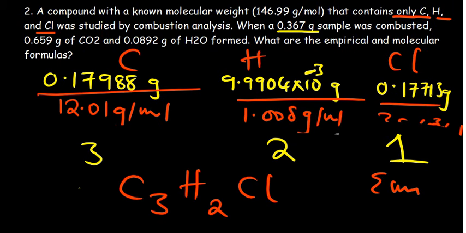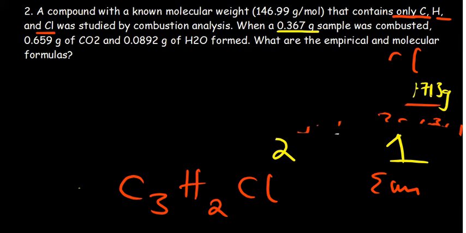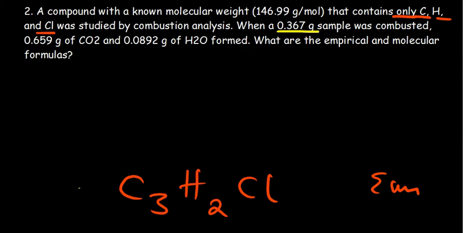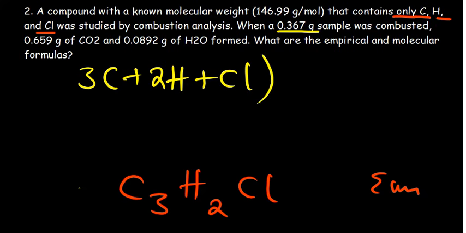Okay, so we can quickly now find what we call the molecular formula. So we'll look at this. So we have 3 carbon atoms plus 2 hydrogen atoms plus a chlorine atom. I'll put them in brackets. Multiply by n is equal to the molar mass, which is 146.99.